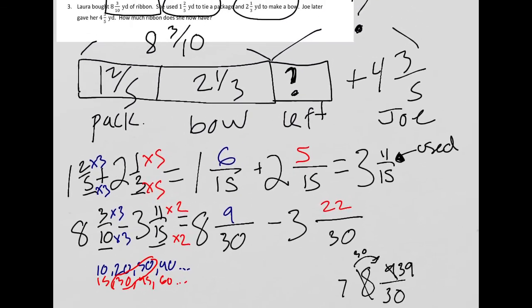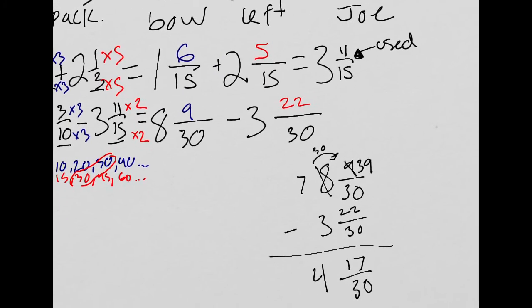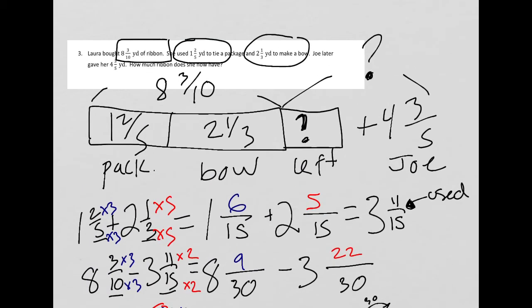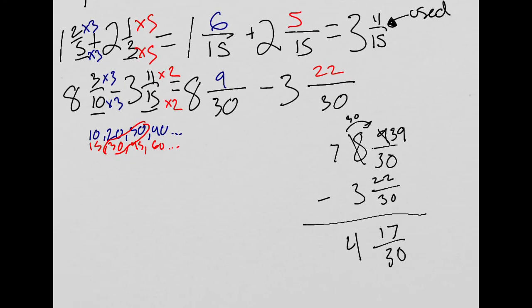Trying to get back to my tape. There it is. 4 and 17 thirtieths is what I get for what she has left over. But now I want to add it to my 4 and 3/5 because that's what Joe gave her. So now I want to think about this as 4 and 17 thirtieths plus 4 and 3/5, because now we have what was left over from her crafting plus what Joe gave her.